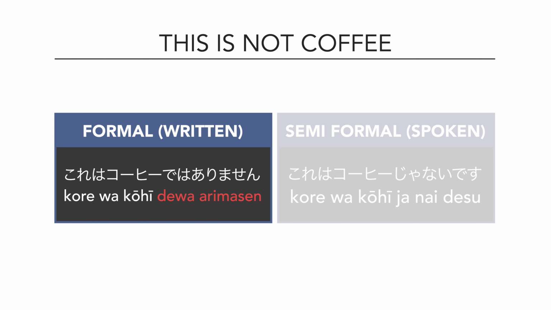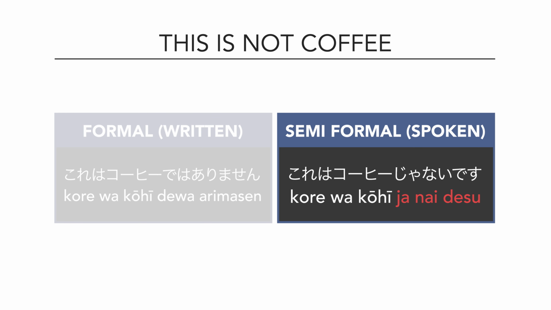Dewa Arimasen is the most formal version, often used in writing. Janai desu is simply a shorter version of Dewa Arimasen that is more commonly used in regular conversation. Whew! Feeling better now? Good.